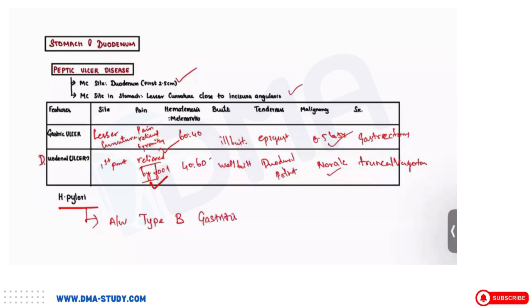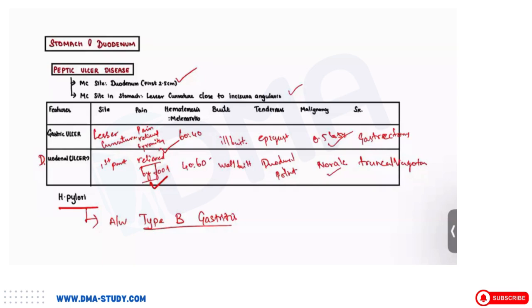What is type A gastritis, people? This is type B gastritis. H. pylori is associated with type B gastritis, while type A is autoimmune atrophic gastritis. Have you ever heard of pernicious anemia? Am I right? That is type A. This one is type B.